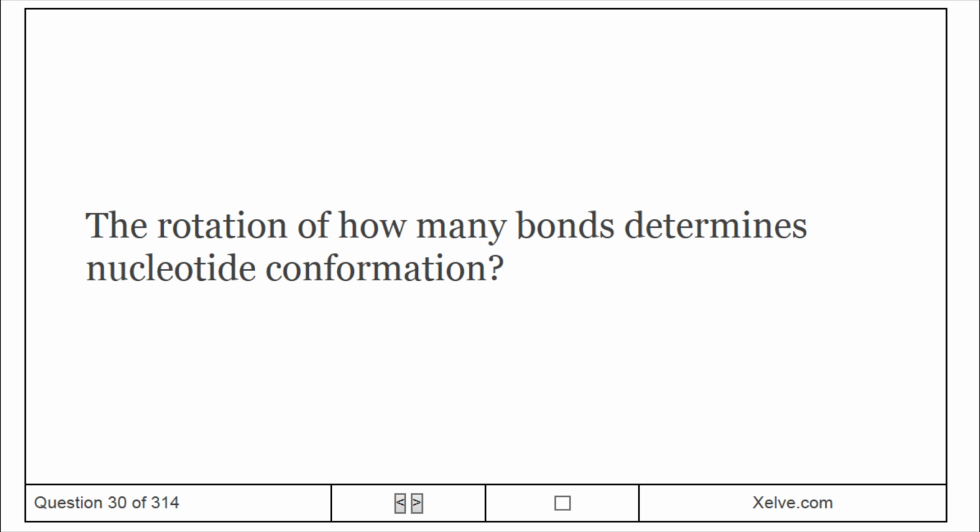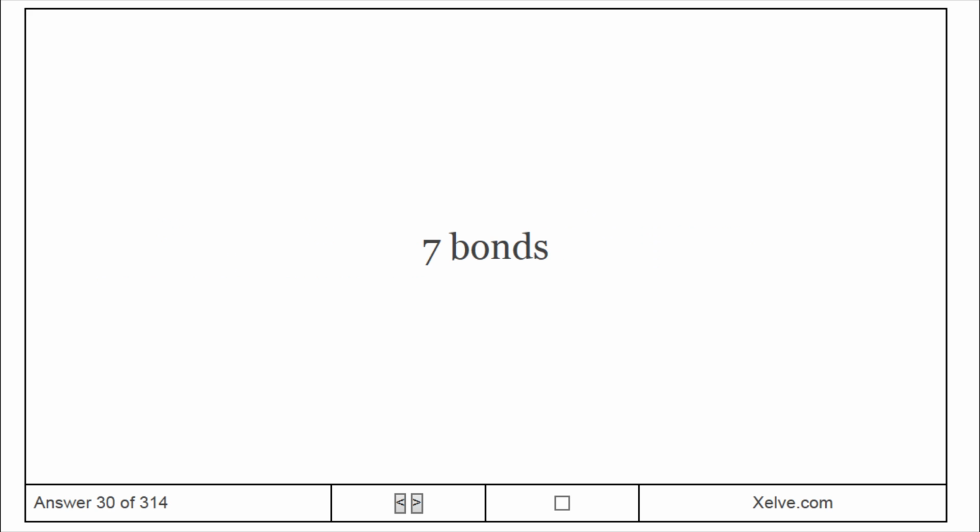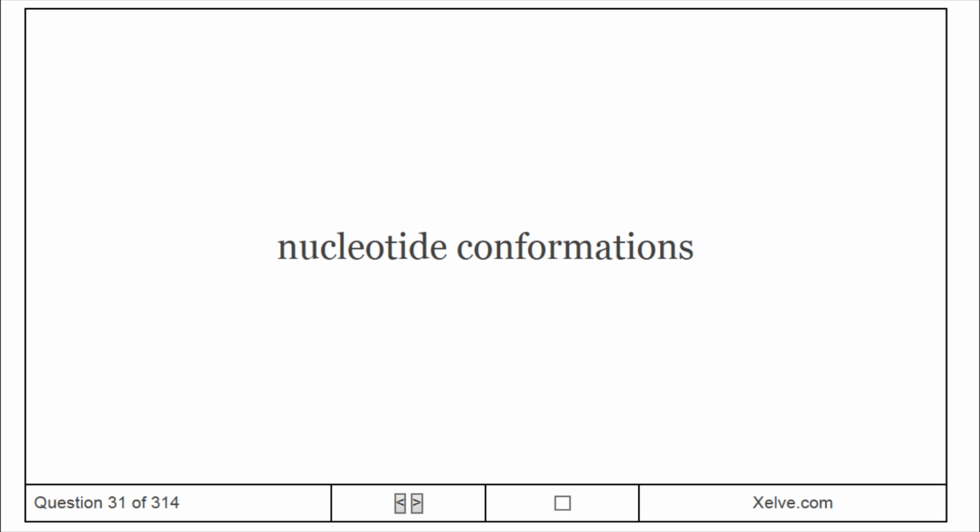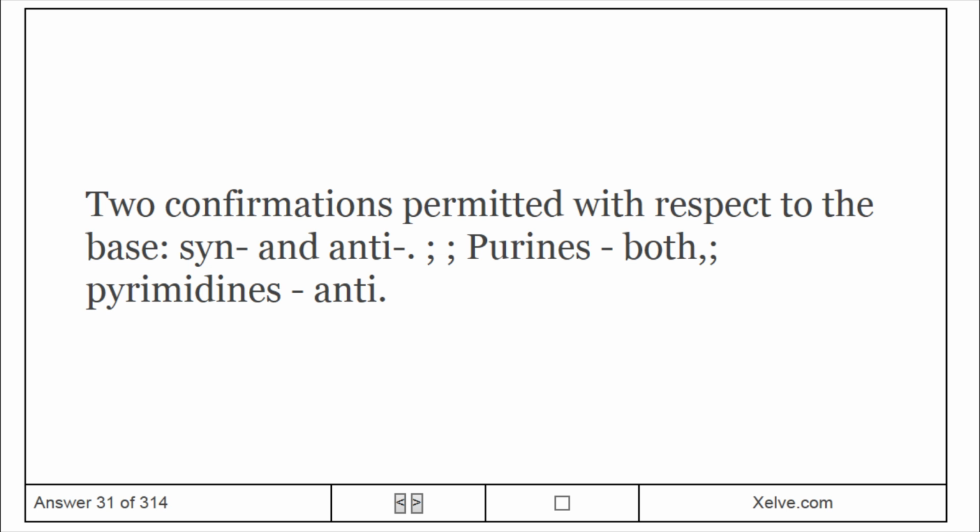The rotation of how many bonds determines nucleotide conformation? 7 bonds. Nucleotide conformations: 2 conformations are permitted with respect to the base, syn and anti. Purines, both. Pyrimidines, anti.